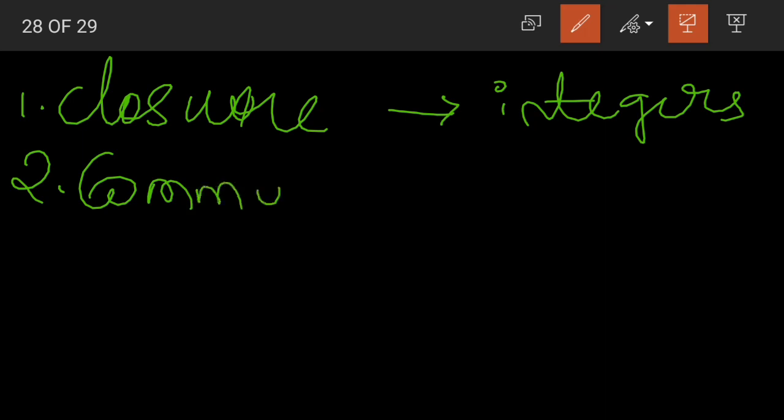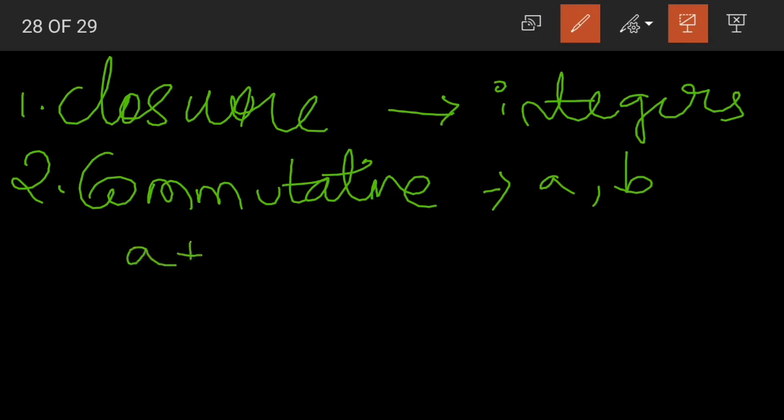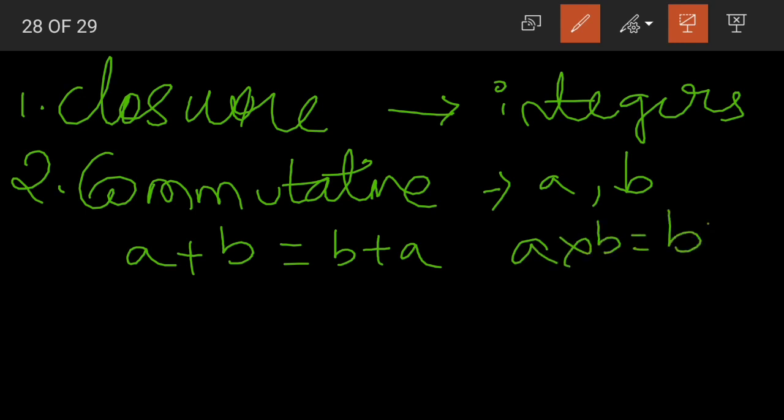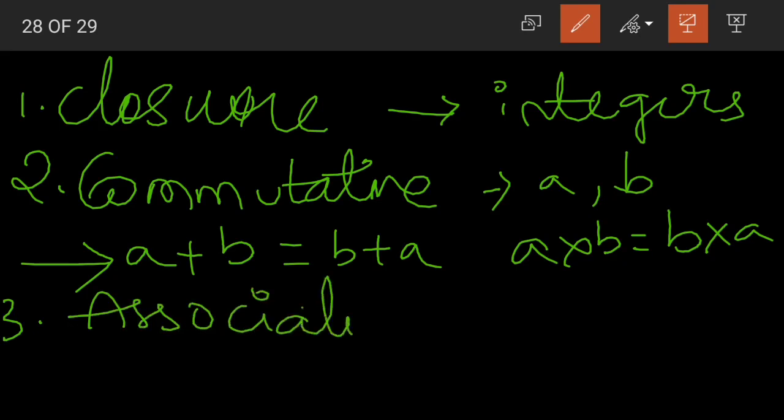The second one was commutative property. In commutative property, we have two integers a and b, and when we change the order of the integers, a plus b should be equal to b plus a, and a into b should be equal to b into a. So even when we change the order of the integers, the answer should be the same. Coming to the third one, associative property. In associative property, we have three integers a, b and c. In associative property, what do we do? We change the grouping of the integers.